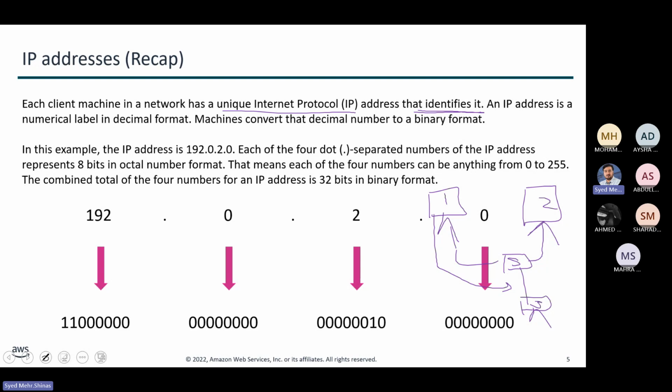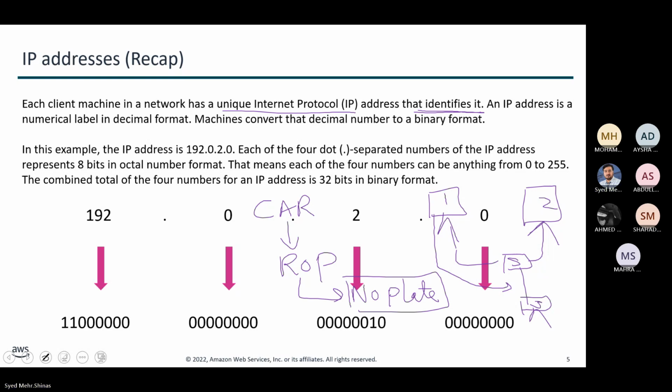Same like how your car will be identified at the ROP with its number, right? They have a number plate. Let's suppose we have a car. If you go to the ROP, how will it identify your car? With the number plate, right? So with the help of this number plate, your car is identified or recognized.